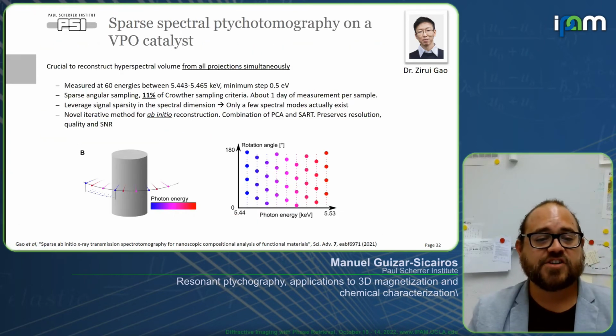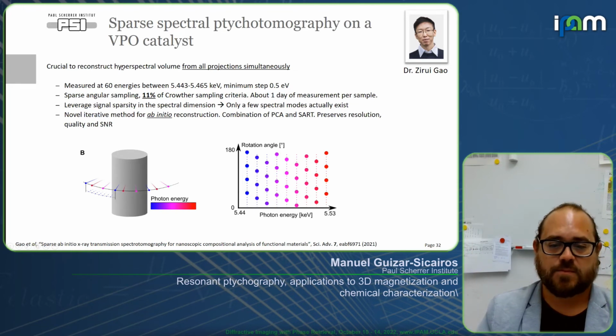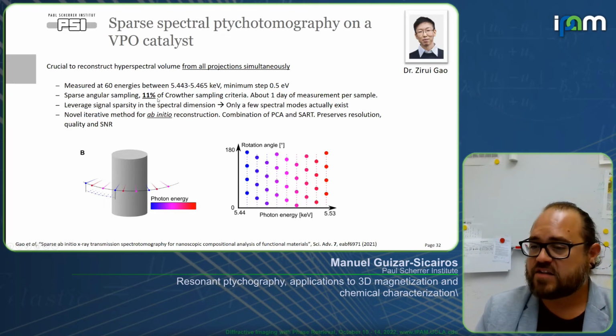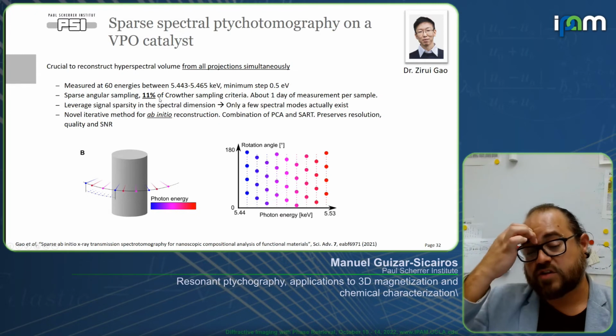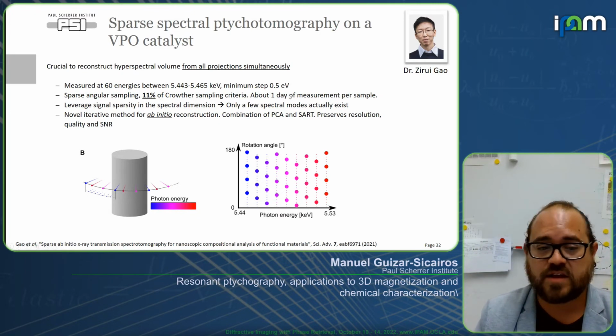So what we did is measure these 60 energies with a 0.5 eV energy step right at the edge, and a bigger step on the periphery of the edge, with only 11% of the projection angles that we would need for the Crowther criterion. The whole measurement of each sample took about 1 day of beam time.